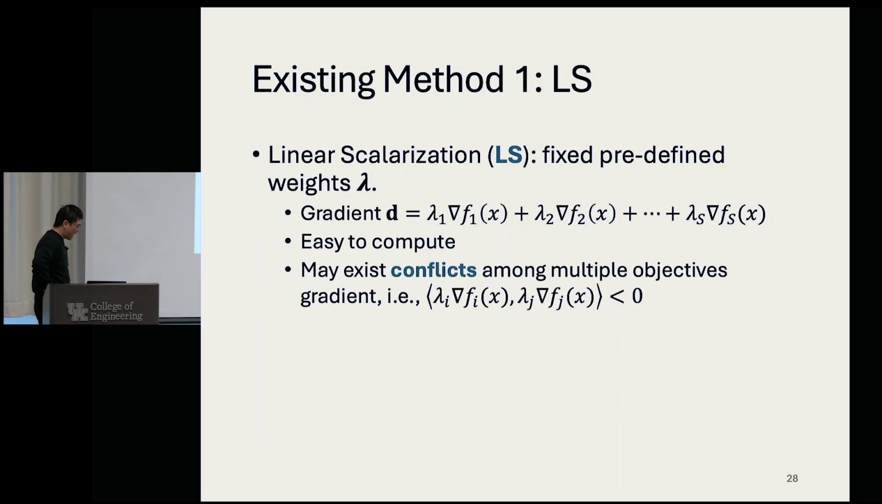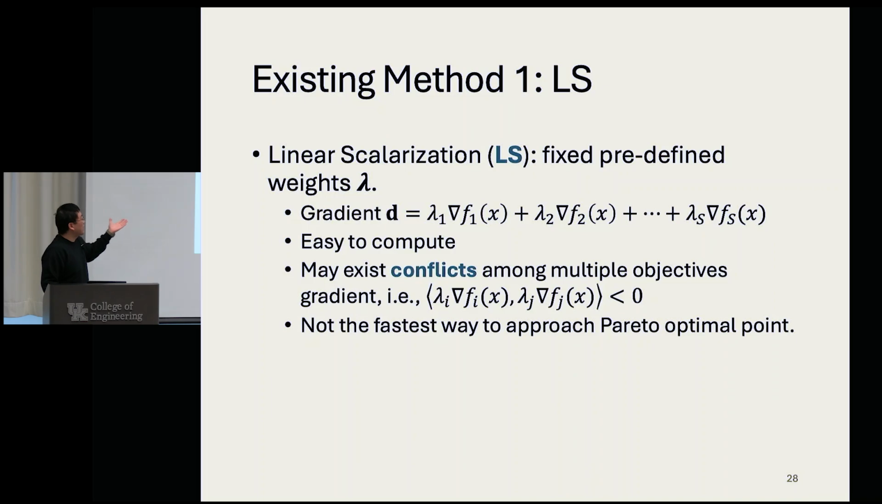However, this has certain problems, because there may exist conflicts among multiple objective gradients. When you calculate those gradients, sometimes one gradient has an opposite direction to another, then the gradient will become very small and move slowly. So that's the drawback of linear scalarization. It's not the fastest way to approach the Pareto optimal point.